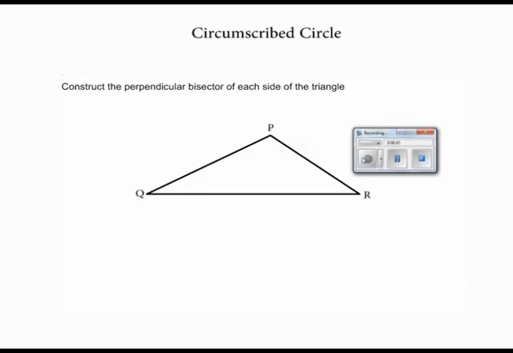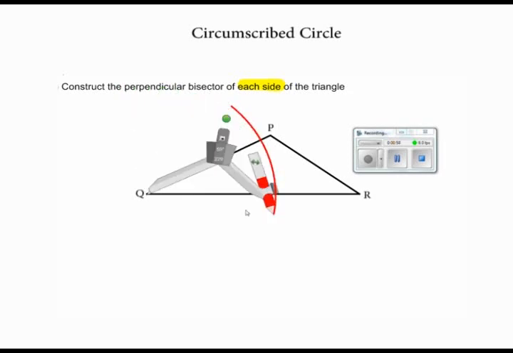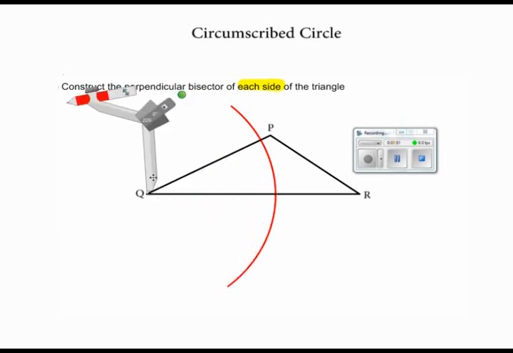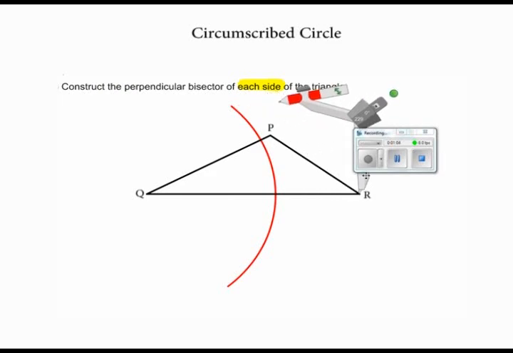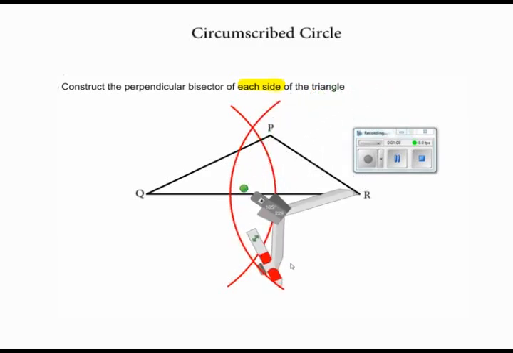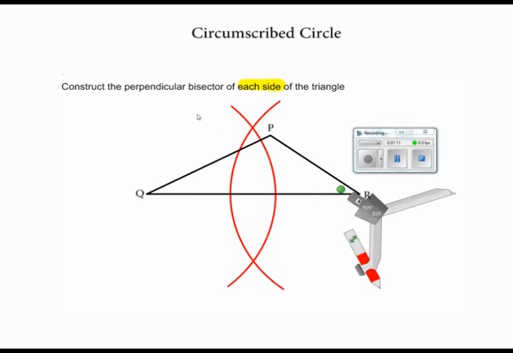And so let's find the circumcenter of this triangle. We choose any two sides and bisect them. We start with side QR. Open the compass to more than half and draw an arc from up to down. Go to the other end without changing the compass radius and again make that arc. Now draw the perpendicular bisector to that side QR.